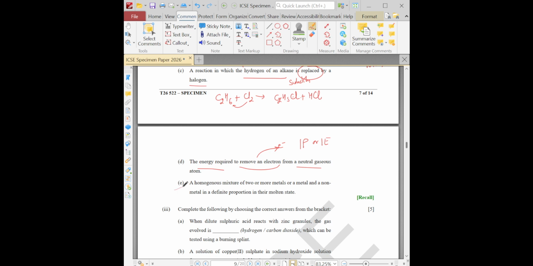Then we talk about the E part: the homogeneous mixture of two or more metals. Whenever it is a homogeneous mixture of metals, mostly metals, rarely you get non-metals in between, and in their definite proportion, then it is an alloy. So this is the definition of alloy. So all the 4 points are clear, right?